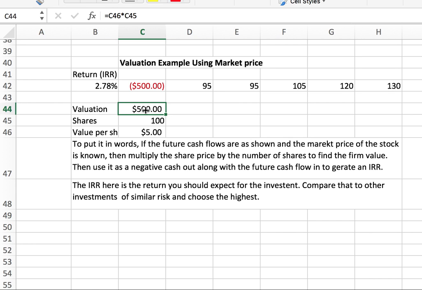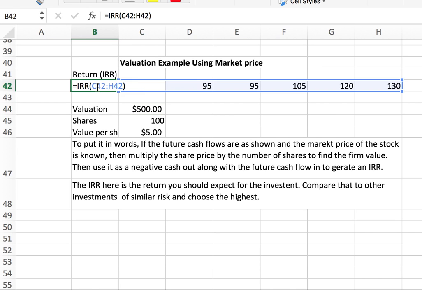Well, if we paid $500 for this company and we get these cash flows, what is the internal rate of return on that? In this case, we just do an IRR on these cells, and we will get the return on this investment. The return on this investment is 2.78%. We don't like 2.78%. That's too low. So this $5 price is too high.